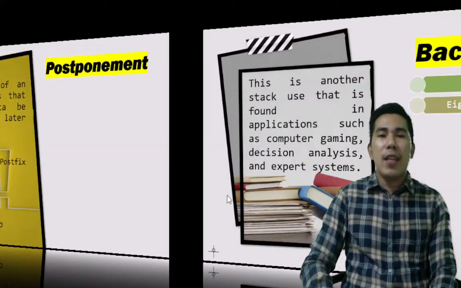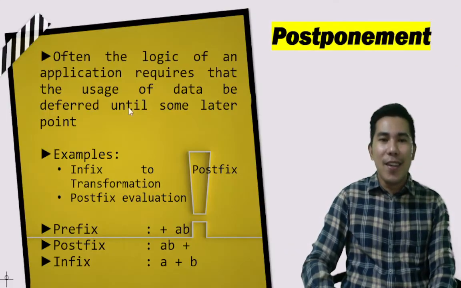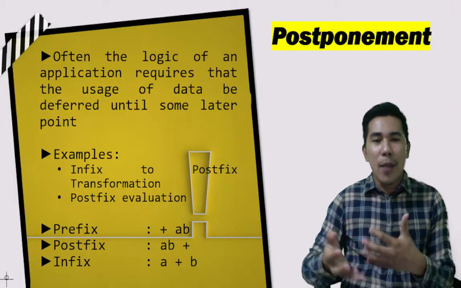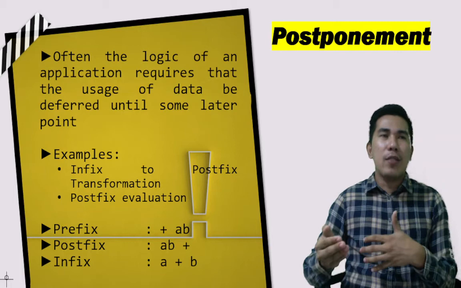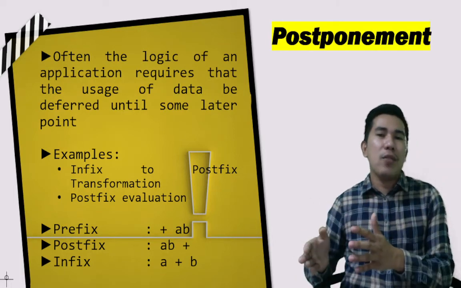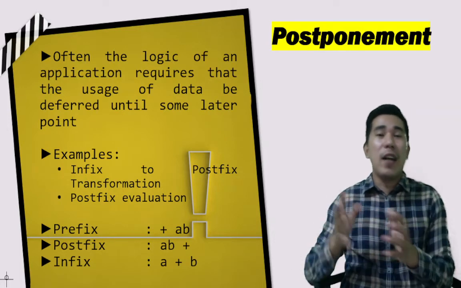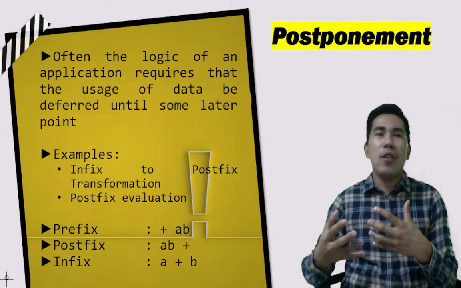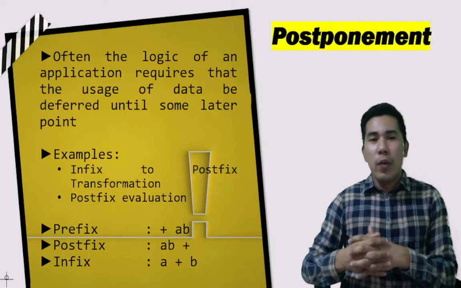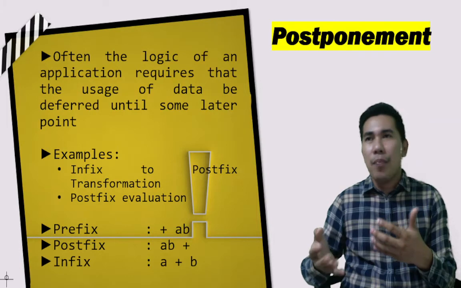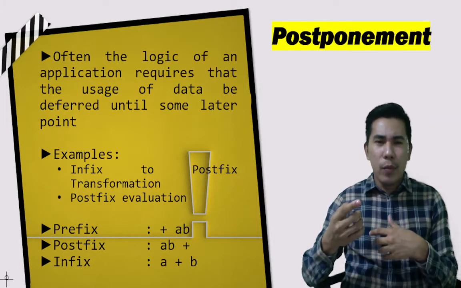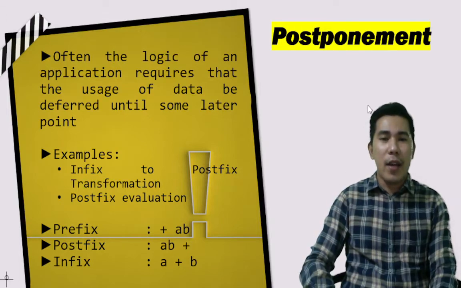Okay, so next is postponement, which is the examples that I have given here: the transformation or converting from infix notation to prefix notation, or postfix to prefix, or vice versa, or even evaluation of these infix, postfix, or prefix notations, which in mathematics we call reverse Polish notation. Okay, we will try this sometime in our next topic.